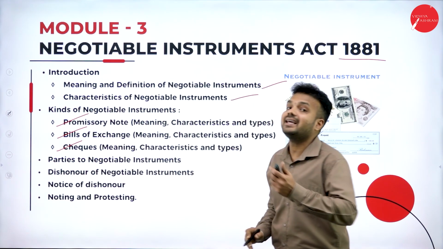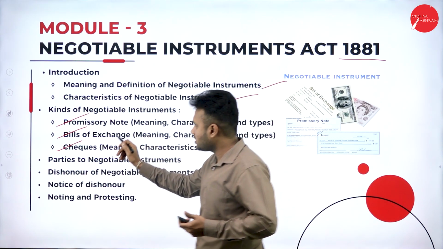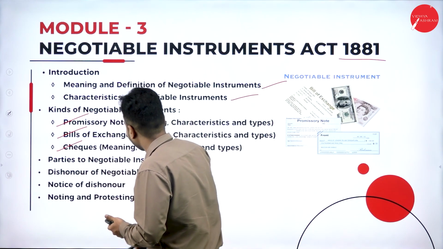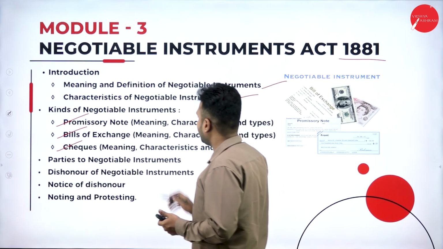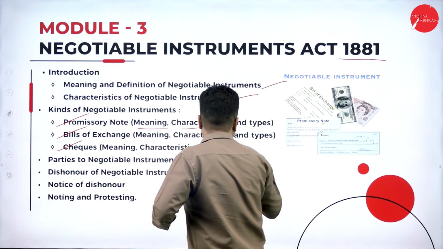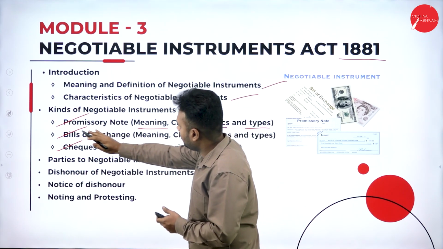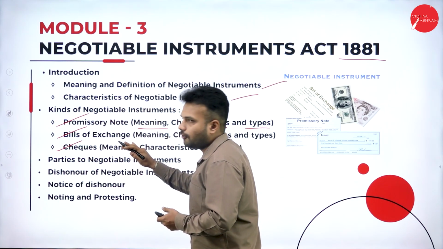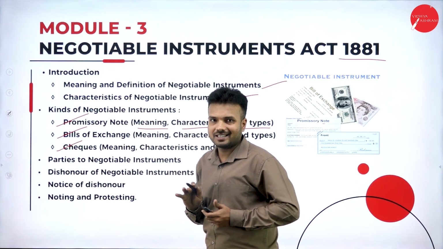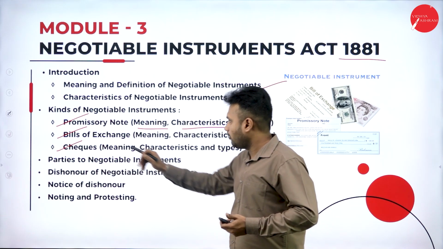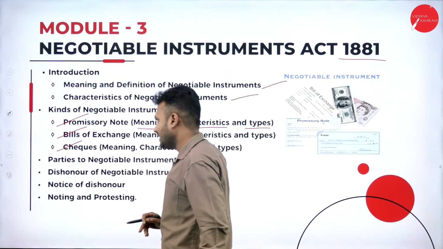As I said, there are three kinds of negotiable instruments: promissory notes, bills of exchange, and check. So, we are going with meaning, characteristics, and types. So, meaning of promissory note, types of promissory note, and also characteristics of promissory note, followed by bills of exchange and check.